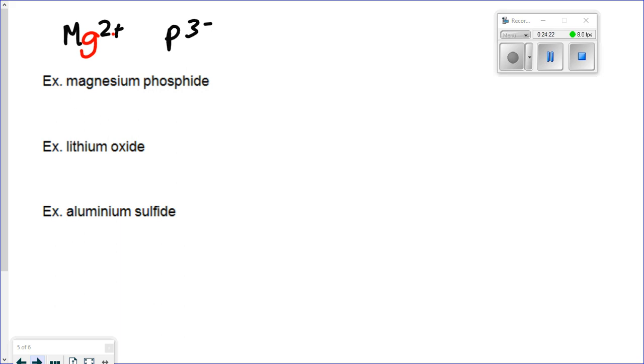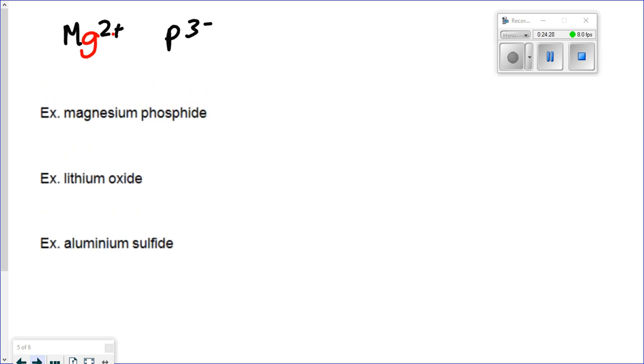So thinking about what we need. Right now we have too many, I'm going to shift this down. I have too many negative charges. So I'm going to add another positive charge. Now I have 4 positive charges. So I'm going to add another P3 negative.